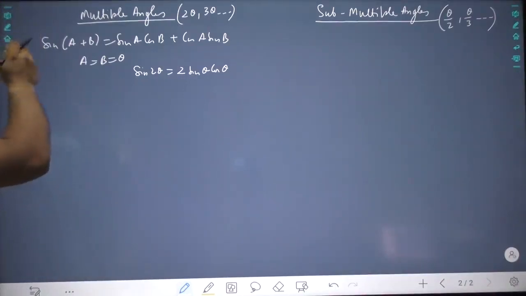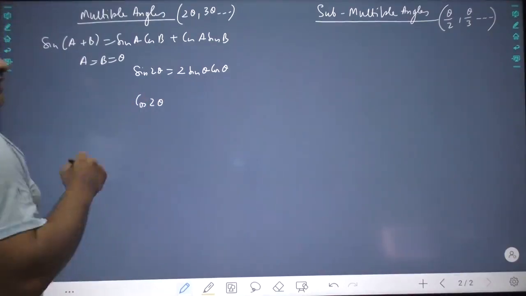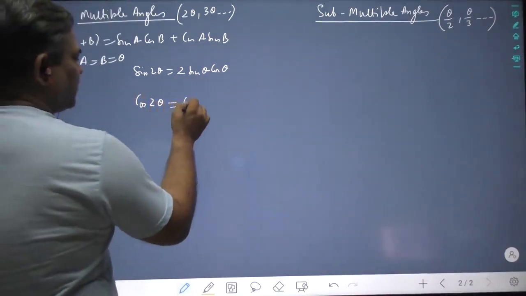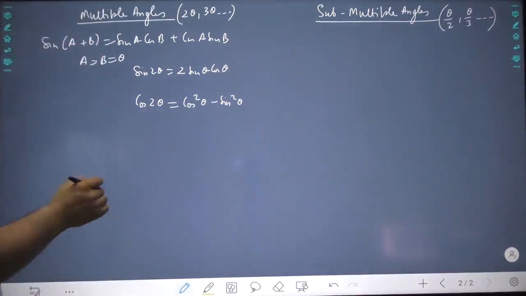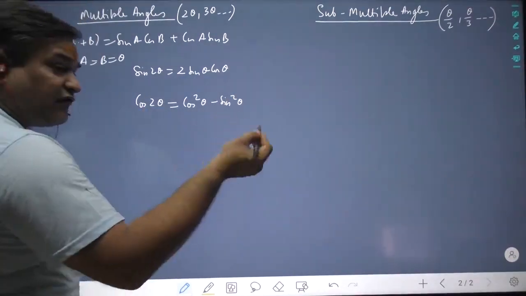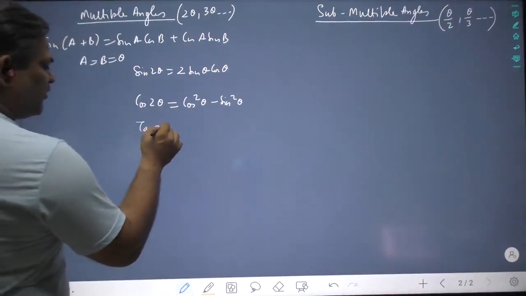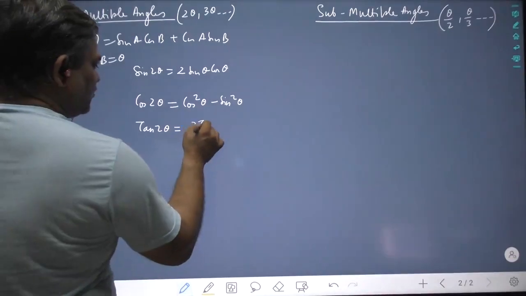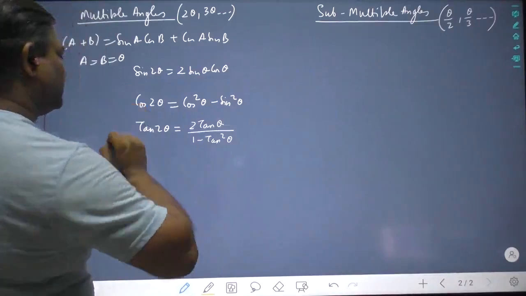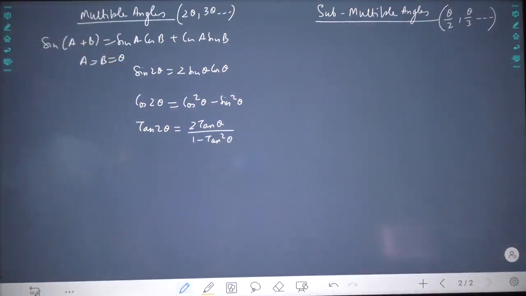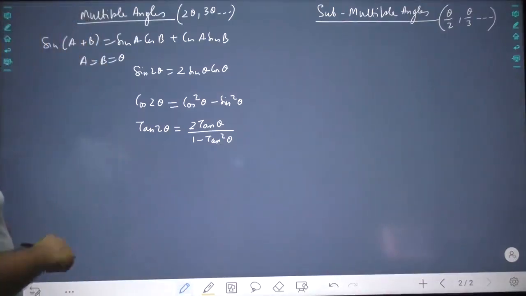Similarly, you have the formula of cos A plus B. In that also, you put A and B as theta, you will get cos 2 theta is cos square theta minus sine square theta. Similarly, you have the formula of tan of A plus B. You put A equal to B equal to theta and you are going to get tan 2 theta is 2 tan theta upon 1 minus tan square theta. These are the most used formulas. Now let us play a little. A little play should be there.